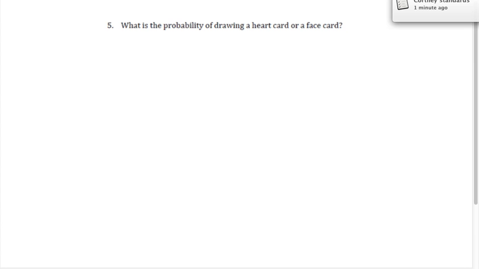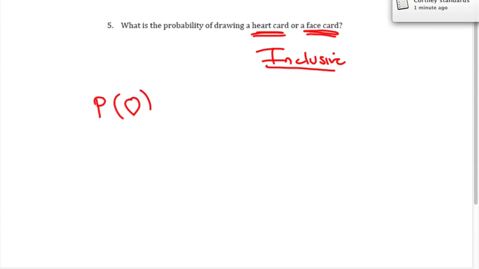Let's see, if we're trying a heart or a face card. I know that because in the cards, I can be a heart and a face at the same time. So probability of heart, it's easy, 13 out of 52. Probability of a face card is going to be 12 out of 52.